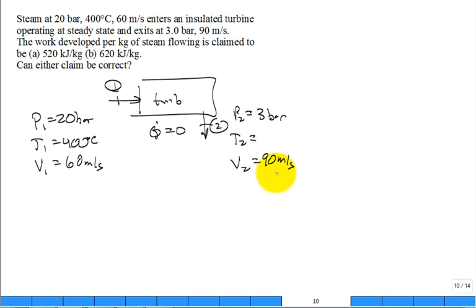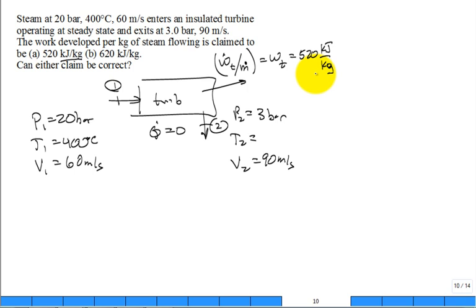The work developed per kilogram of steam flowing is claimed to be, so what they have is a shaft, and it produces some power, W dot out of the turbine. But if you divide that by M dot, the mass flow rate of the steam going through the turbine, then we have lowercase WT, the specific work of the turbine. That has units of kilojoules per kilogram. So they're telling us the work out is 520 kilojoules per kilogram. Or you could think of kilowatts per kilogram per second, something like that.